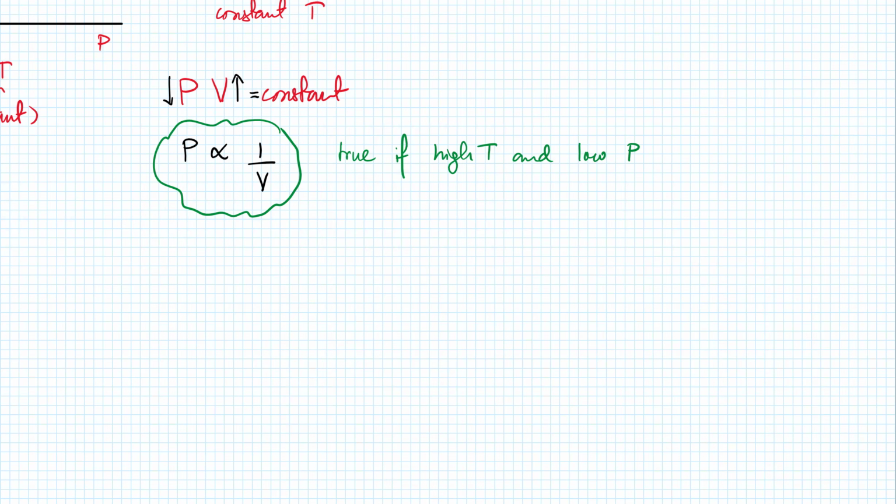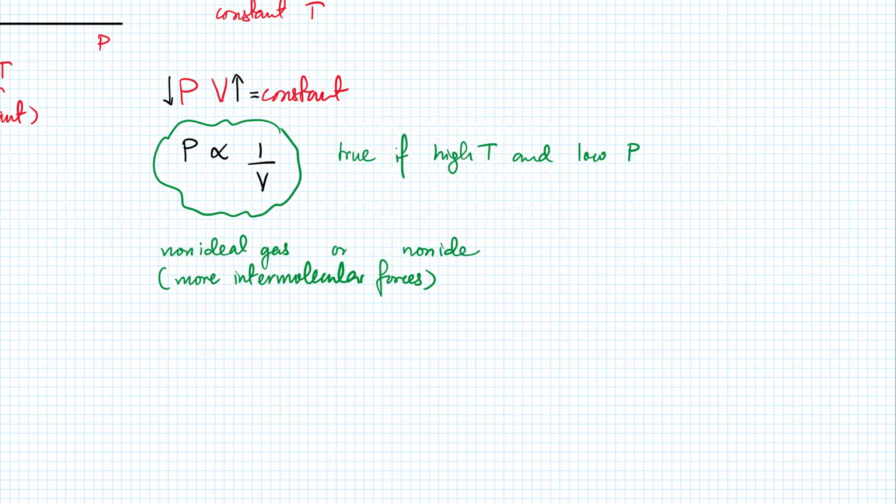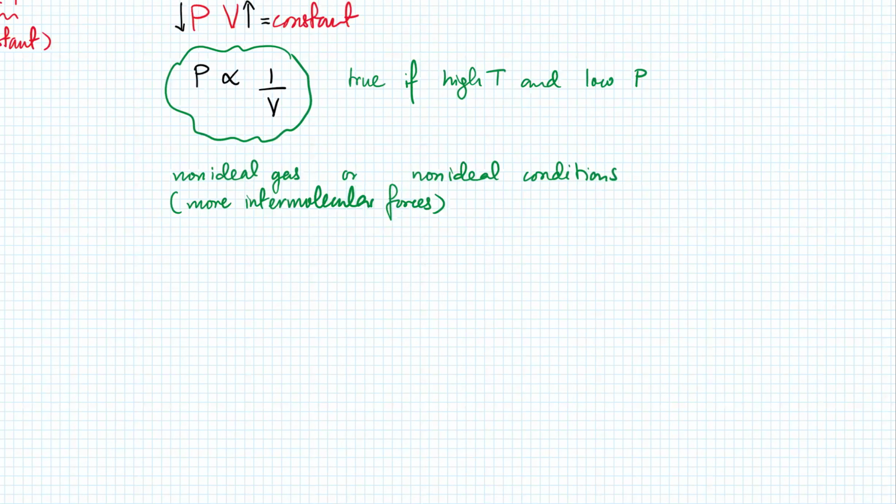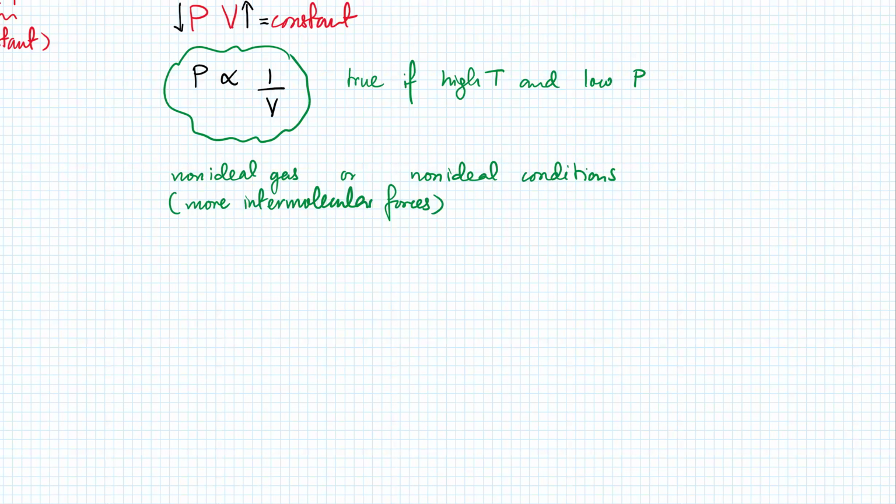But if it's a non-ideal gas, I mean, what's a non-ideal gas? A non-ideal gas is one that has a lot of intermolecular forces. Like steam is going to be a very non-ideal gas because it's got hydrogen bonding. So non-ideal gas or non-ideal conditions, which is low temperature and high pressure, this relationship is not going to be true. So how is it not going to be true?